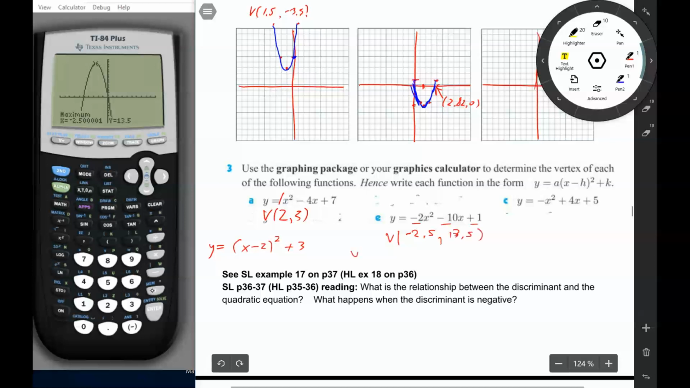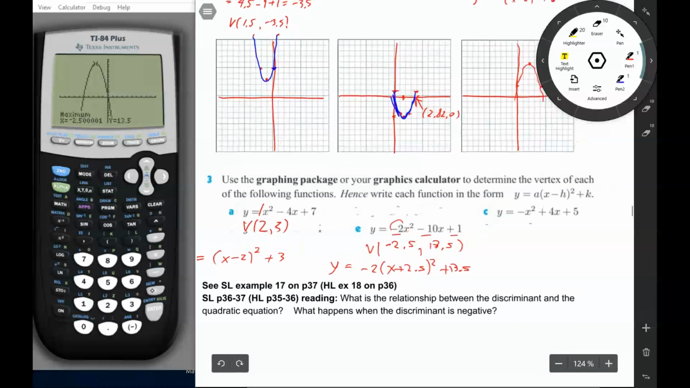And if I wanted to write that in vertex form, I would put the a value first, which turns out to be negative 2, right? Then I would do x minus negative 2.5, or x plus 2.5 squared, plus 13.5. Okay? So that's my HK form, or my vertex form.